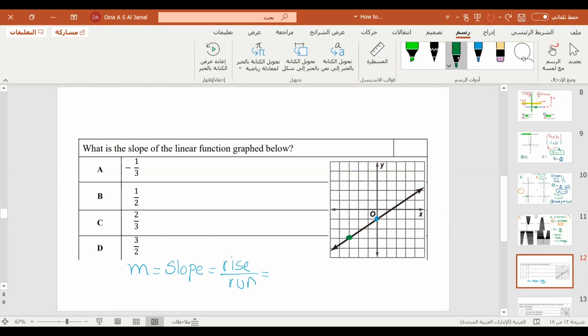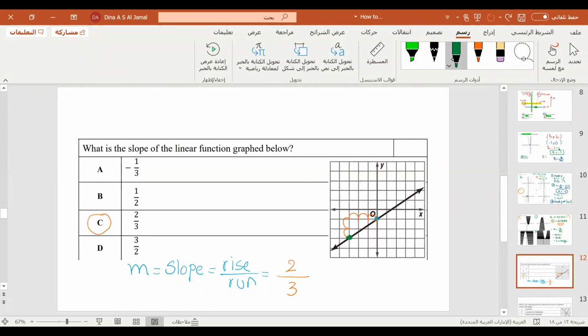That means, let's go with the rise. Let's see how many steps I'm going up from this point until this point. So I went 1 and 2 steps up. Now to the right, 1, 2, 3. So 3 steps to the right. That means your slope will be 2 over 3.